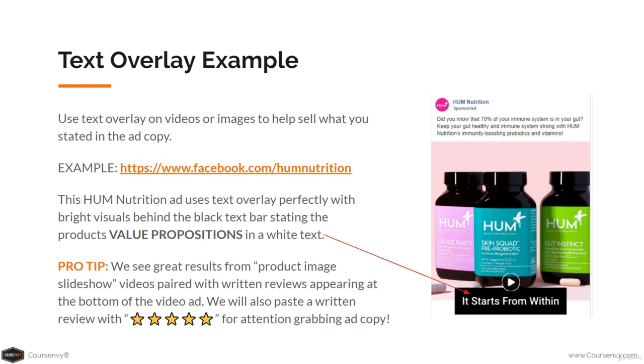So pro tip, we see great results from product image slideshow videos, so images of our products just rotating through in a video format, paired with written reviews appearing at the bottom of the video ad. And we will also paste in a written review in the ad copy primary text along with 5 emoji stars. These are really attention grabbing for your ad copy and pair nicely with this moving video and more customer reviews. This is a great bottom of funnel conversion ad. Hey, you've been to our site, check out these products, check out these reviews, read this 5-star review in the ad copy.